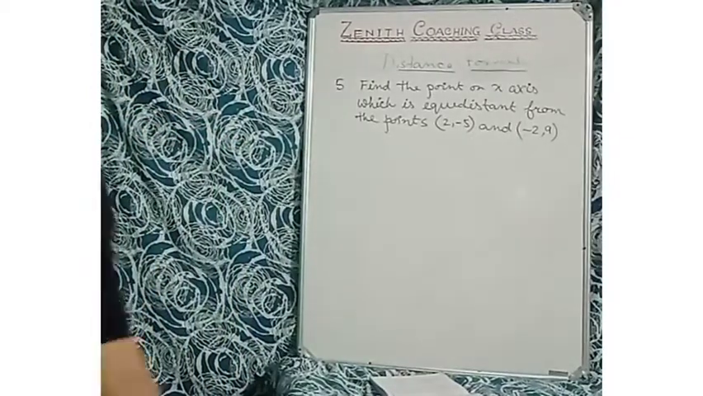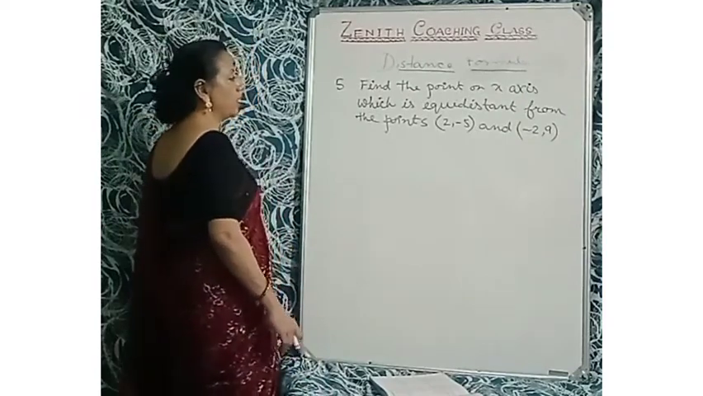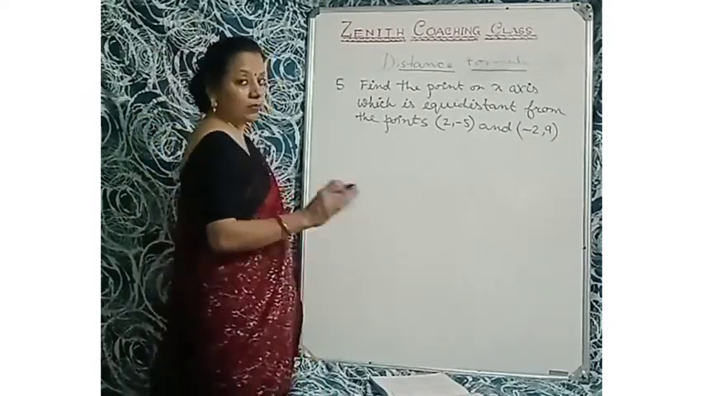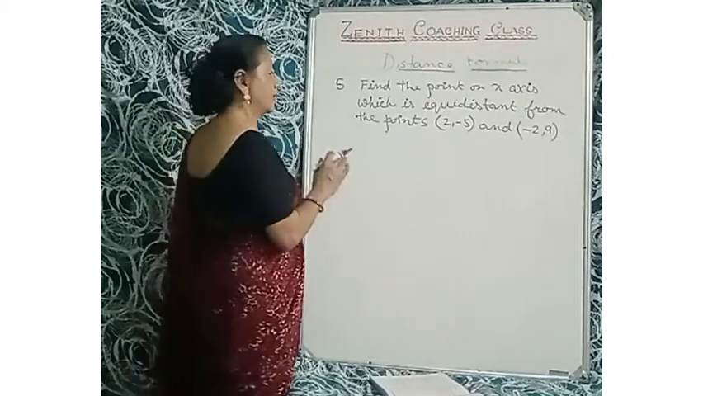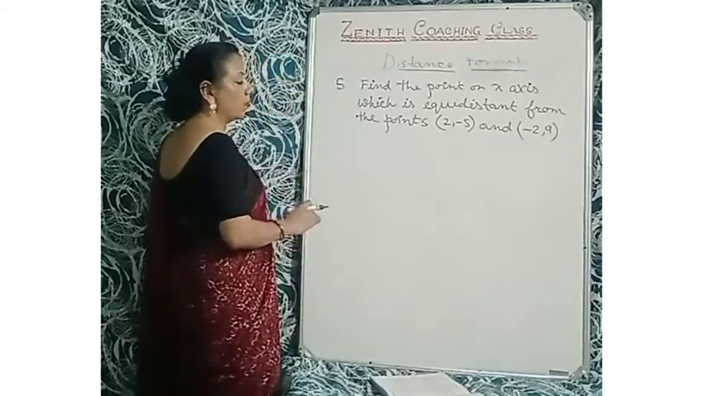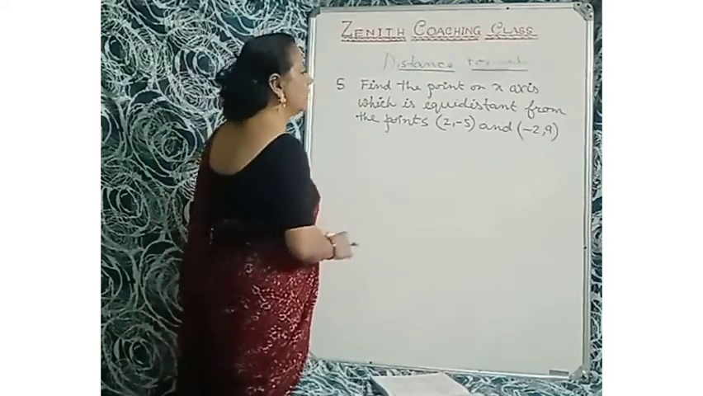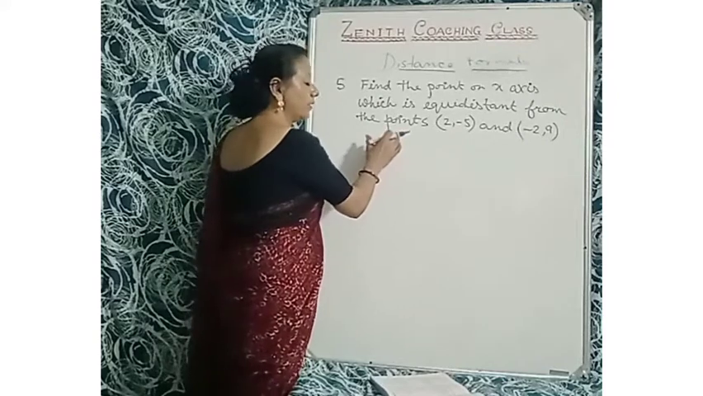So children, now we will solve the fifth sum. That is, find the points on x-axis. Last sum was on y-axis. It's on the x-axis, which is equidistant from the points (2, -5) and (-2, 9). What is the twist in this question? That is equidistance.